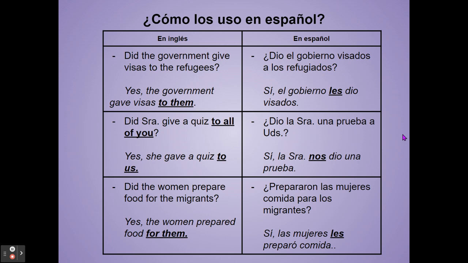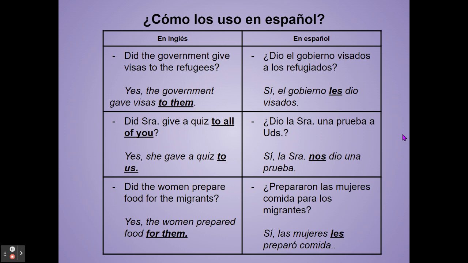Yes, she gave a quiz to us. To us being your indirect object pronoun in your answer, and sí, la señora nos dio una prueba. Yes, this teacher gave a quiz to us. Now, be aware that this question certainly could be asked with an indirect object pronoun. It's not done here, but the question, did señora give a quiz to all of you? In Spanish, instead of a ustedes, I could certainly say, and it would be more grammatically correct to say, les dio la señora una prueba. However, for the sake of clarity in this specific example, I just went with a ustedes.